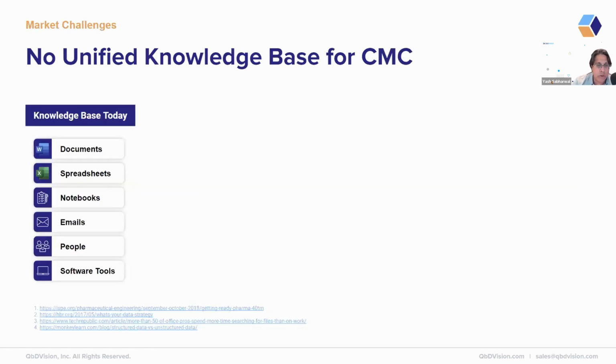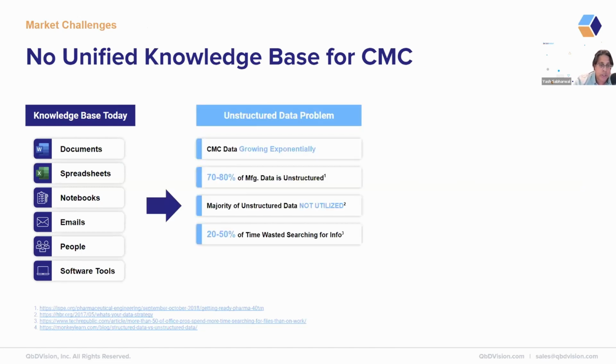So, there's no unified knowledge base for CMC today. Our knowledge base consists of documents, spreadsheets, notebooks, emails, people's tacit knowledge, and information in siloed software solutions, which is challenging because this information isn't integrated and often not structured either. So all of this disparate and unintegrated knowledge leads to the unstructured data problem.